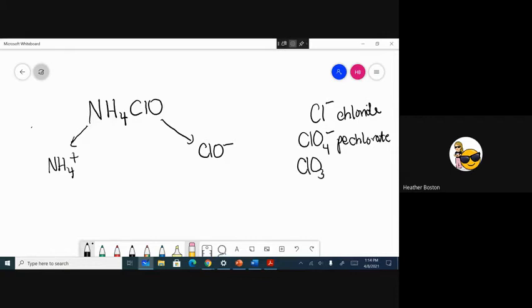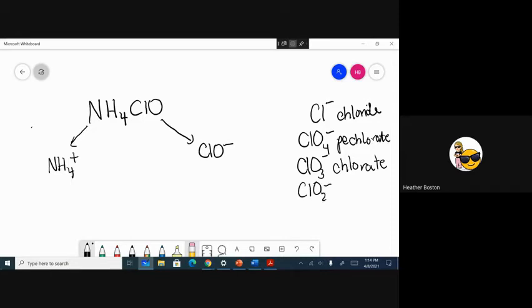Chlorate is ClO3. The ATE versions of polyatomic ions are either going to have 3 or 4 oxygens on them. So the guys on the outside of the nonmetals are going to have 3 oxygens. The guys on the inside of the nonmetals are going to have 4 oxygens. This is called chlorate. The ATE version is the most common. So knowing the ATE versions of your polyatomic ions is crucial.